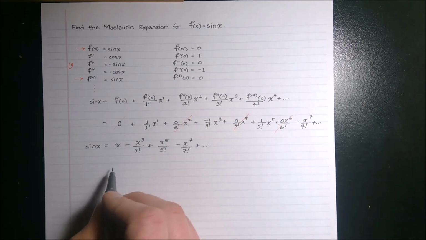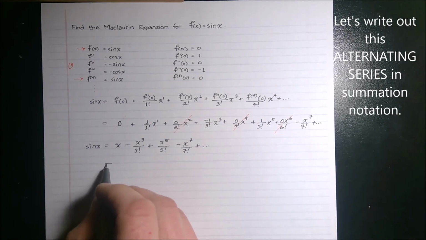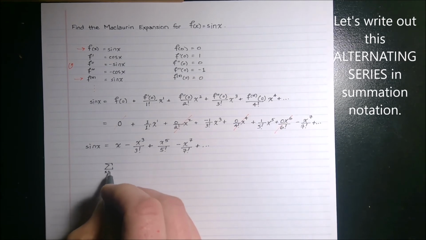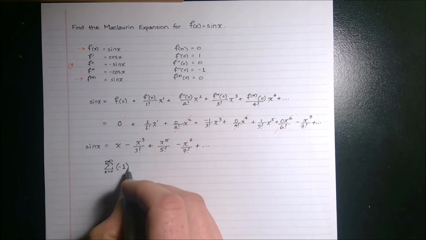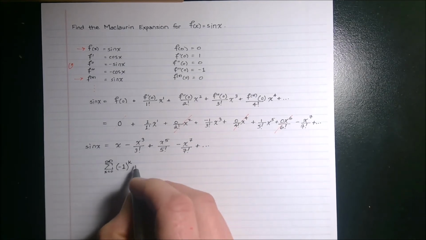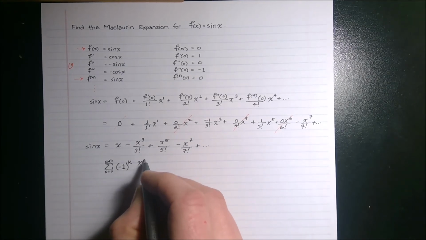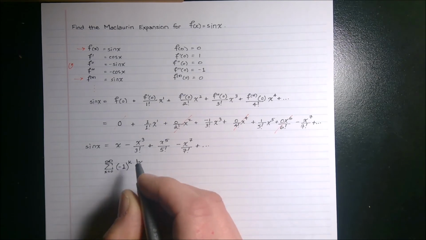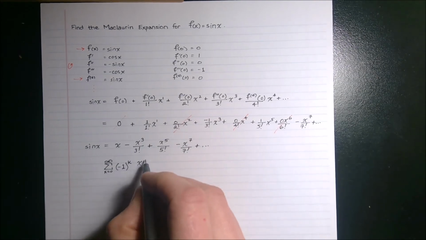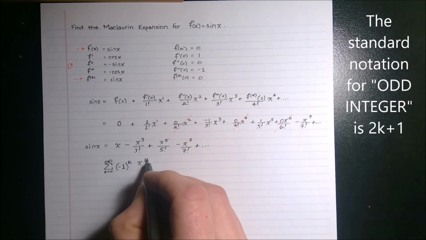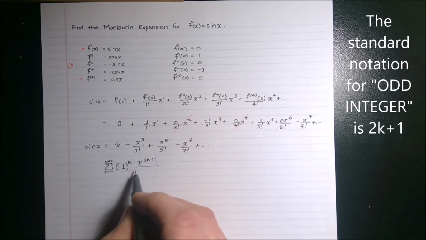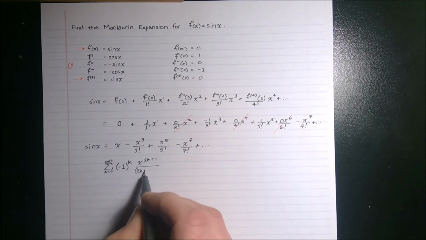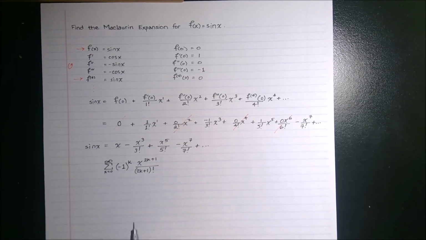So if I'm going to write this out, we've got an alternating series. I'm going to write it in summation notation, going from 0 to infinity. I'll put my alternator in front, negative 1 to the k. And it's going to be x to the, well, let's think. An odd number is always one more than an even, so we'll do 2k plus 1 as our exponent. Then, of course, if that's our exponent, that should be our factorial as well underneath.